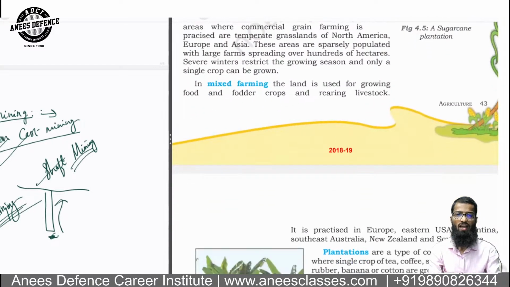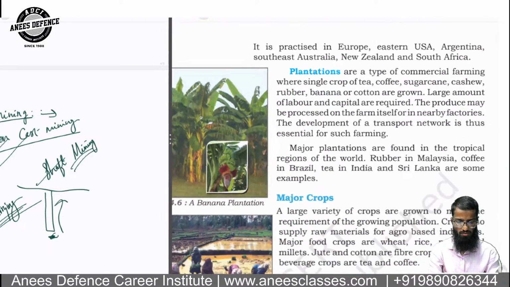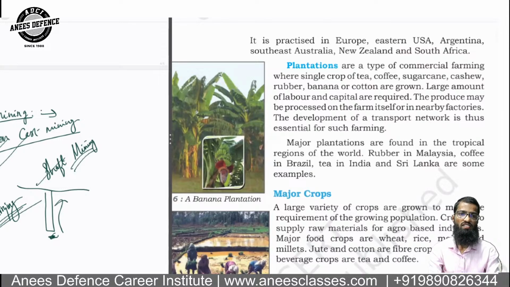Mixed farming, the land is used for growing food and fodder crops. Plantation के बारे में देखेंगे. Plantations are a type of commercial farming where a single crop of tea, coffee, sugarcane, cashew, rubber, banana, etc. Right? Tea, coffee, sugarcane, cashew nut, rubber, banana, cotton are grown. The produce may be processed on the farm itself or in nearby factories. ठीक है?